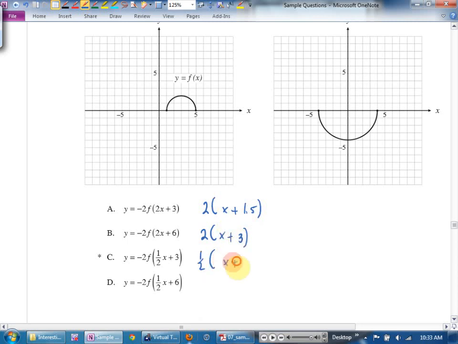Leslie, how wide is my original graph along the base? How many squares? 4. How about my new one? It's undergone a horizontal expansion by 2. That means we replaced x with a half x.